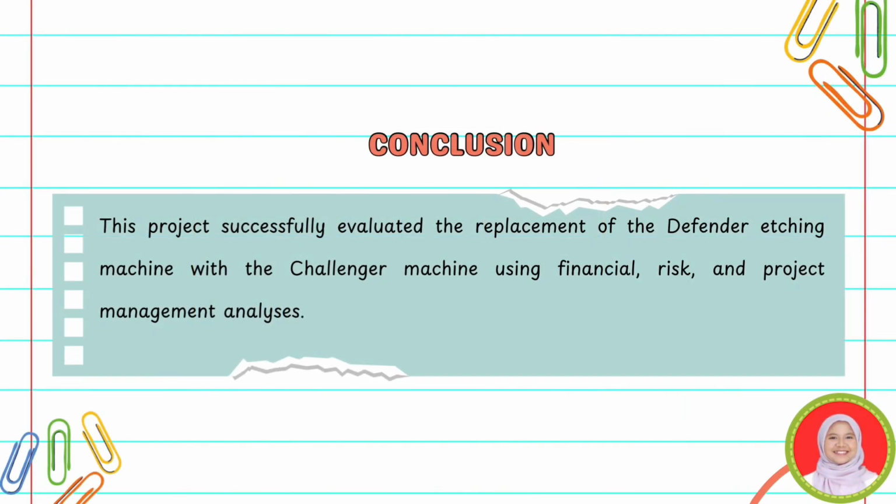Thank you, Ainul. In conclusion, the project successfully evaluated the replacement of the Defender etching machine with the Challenger machine using 3 analytical approaches: financial analysis, risk management, and project planning. From the risk management analysis, the AMV of 40,000 ringgit indicated that the investment is financially viable. From the project planning analysis, the critical path method confirmed that the project can be completed in 70 days.